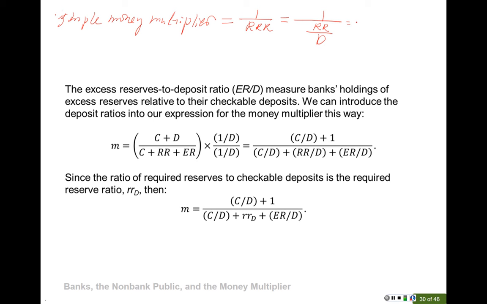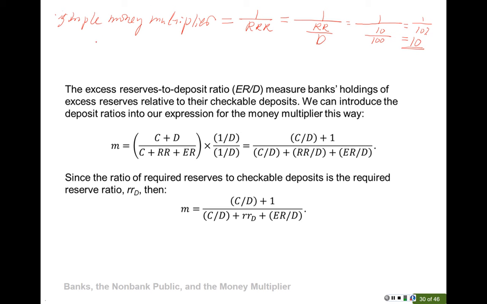We can plug in some numbers to see what happens here. If the bank gets a $100 deposit, and the bank needs to keep a minimum of $10 as a required reserve, then this equals 1 over 10 over 100, which is 10%. So the simple money multiplier is 10, based on the 10% required reserve ratio.